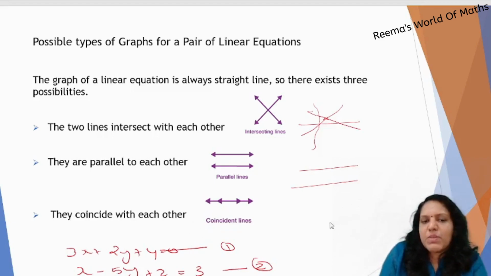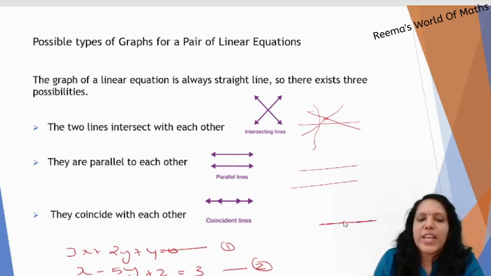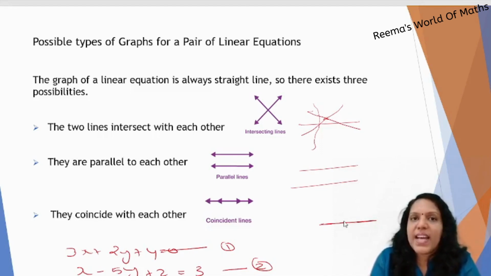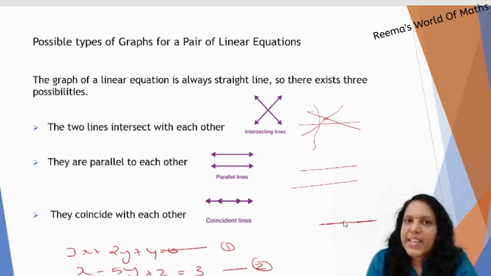The third possible way is that they coincide. One equation will be like this and the other will be on the same line, so they coincide. So there are three possibilities when we plot a pair of linear equations on a graph: the two lines intersect at exactly one point, they are parallel to each other, or they coincide.